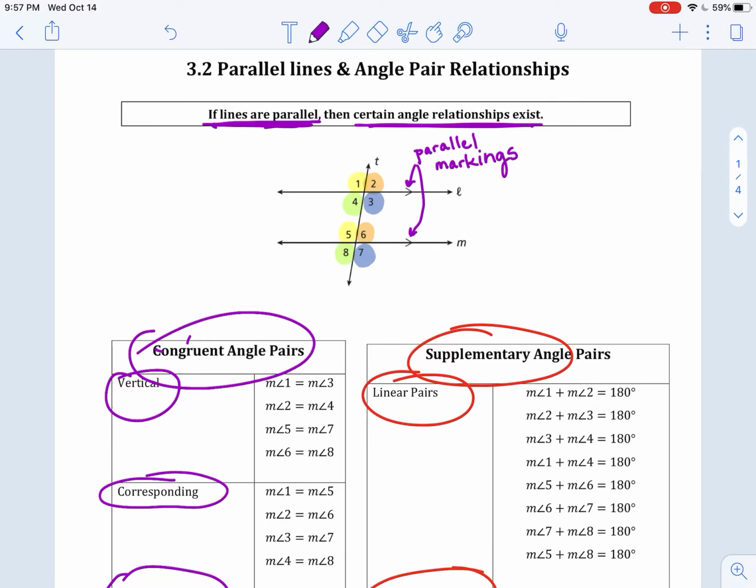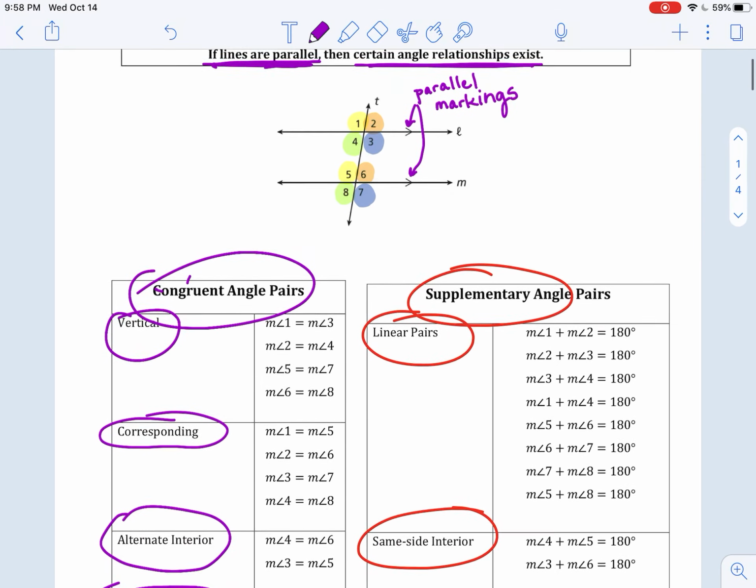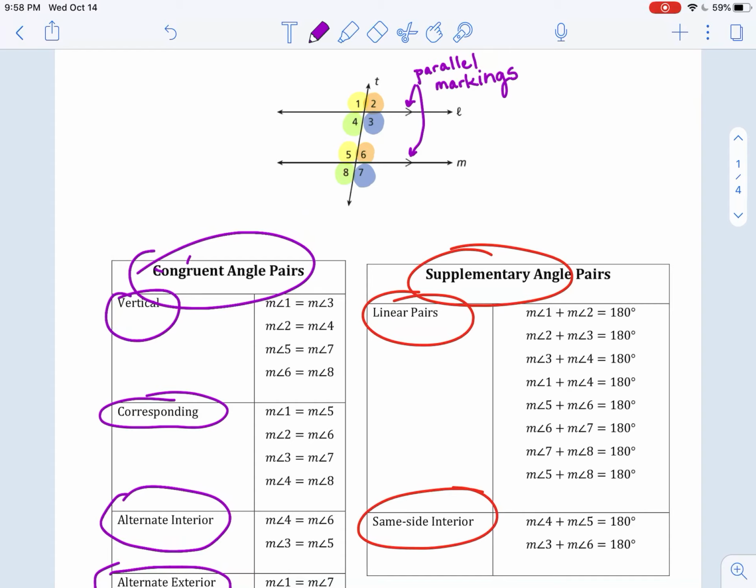In the last video, we talked about how when you have parallel lines and a transversal cutting through them, the angles that we've learned about actually have a certain relationship. Some of the angles will be congruent and some of them will be supplementary. The list of congruent angles is off to the left there, circled in purple.